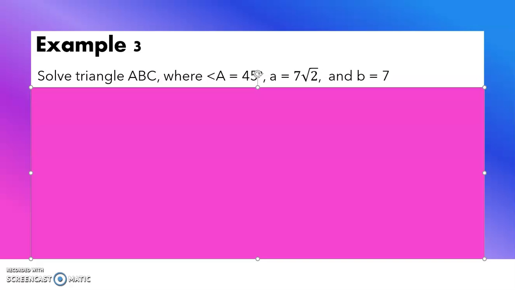In example 3, they want us to solve triangle ABC, where angle A is 45 degrees, side A is 7 times the square root of 2, and side B is 7. But notice they haven't given us a triangle. That's a big problem for us. So the first thing that you're going to do is try and draw this triangle, where angle A is 45, side A is 7 square root 2, and side B is 7. So pause the video, do that, and then press play, and I'll talk about the next step you need to take.